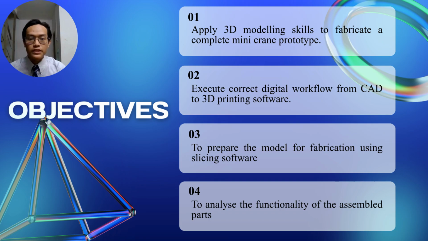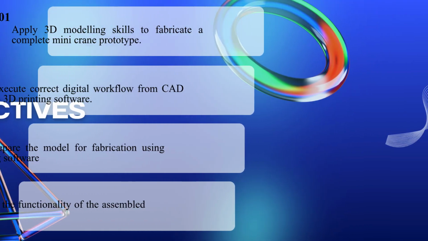Let's move on to the objective. The objectives of this project are clear. First, we wanted to apply our CAD modeling skills to fabricate a complete mini crane prototype. Second, we aimed to execute the correct digital workflow, starting from CAD design and moving into 3D printing software. Third, we prepared the model for fabrication using slicing software, which is an essential step before printing. Finally, we analyzed the functionality of the assembled parts to confirm that the crane could perform a basic mechanical function.